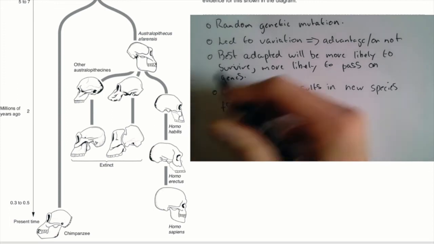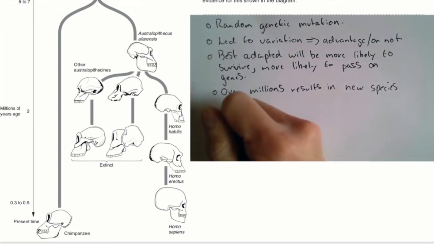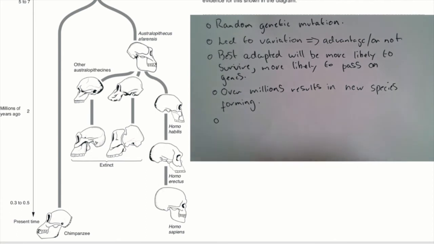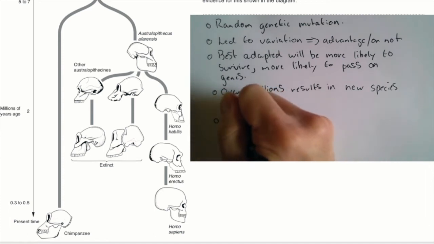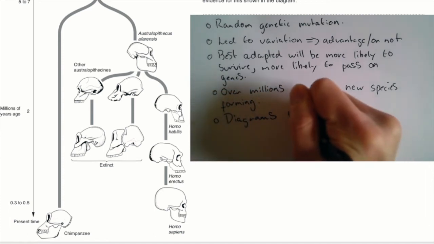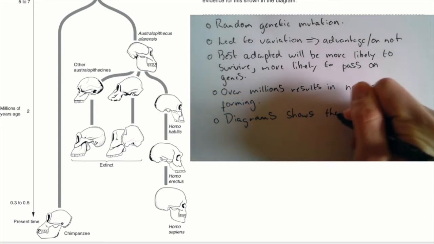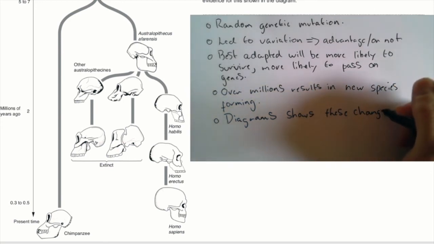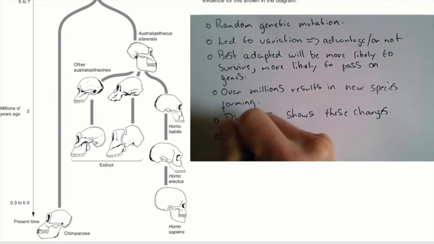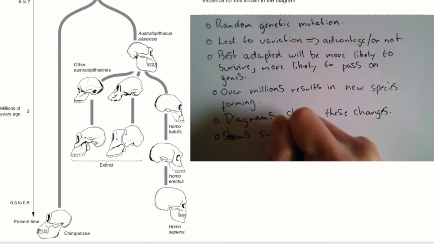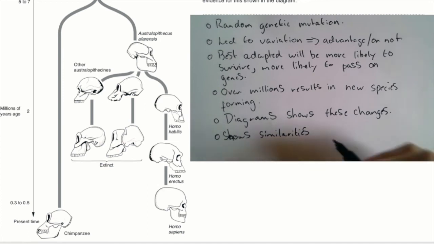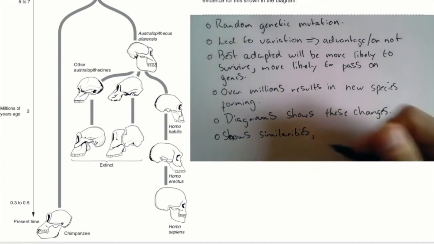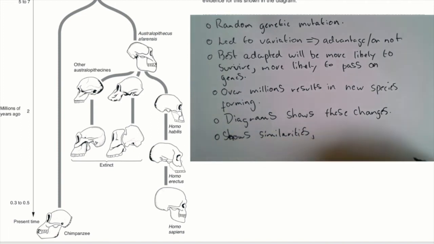Okay, so we've done the hard bit, we've talked about evolution here. Now it's just about linking it to this diagram that we have over here. So my diagram shows these changes. Okay, and what it does is it shows the similarities. So you can see, well, these two things are related, but it also shows that these similarities, it shows certain things remain, but also that there have been some differences over the years.